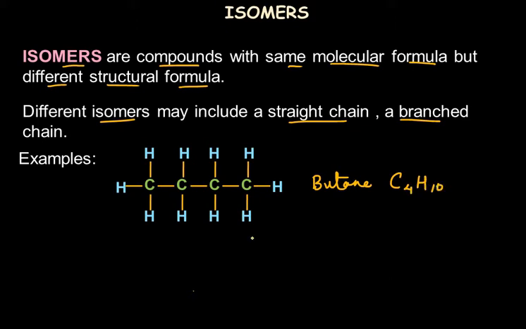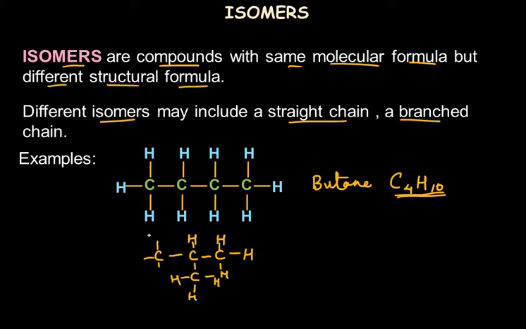But if we want an isomer of this compound, the molecular formula C4H10 should remain the same, but the structure should change. If the structure is changing, obviously the name is also changing. Let's understand this with one example: butane can be rearranged in a branched form. We are arranging 3 carbon atoms in a chain, and the 4th carbon goes in the branch. The remaining bonds will be occupied by hydrogen. So let's add hydrogen here.